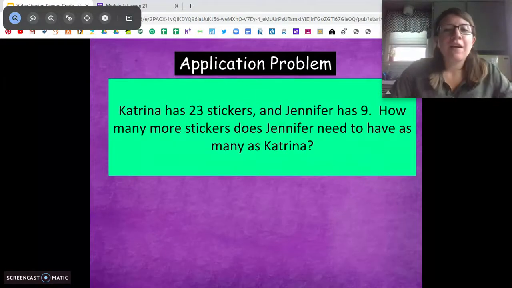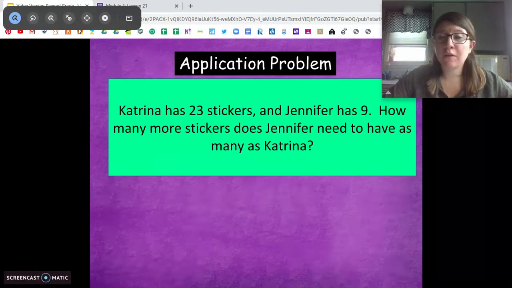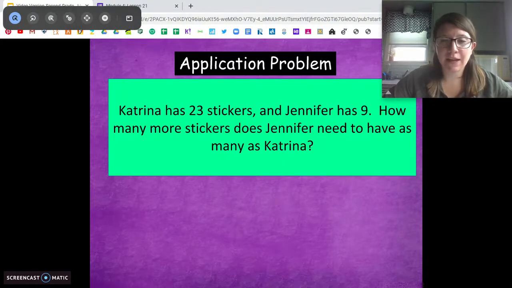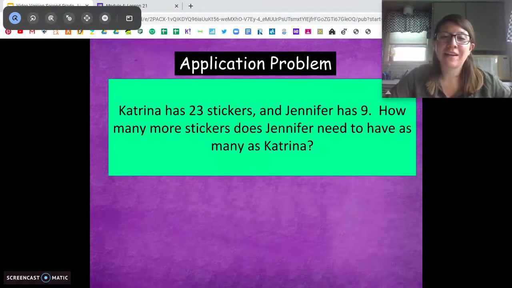Here we go. Our application problem today says Katrina has 23 stickers. Jennifer has 9. How many more stickers does Jennifer need to have as many as Katrina? It's phrased a little bit differently today. I'm going to read that again. Katrina has 23 stickers. Jennifer has 9. How many more stickers does Jennifer need to have as many as Katrina?